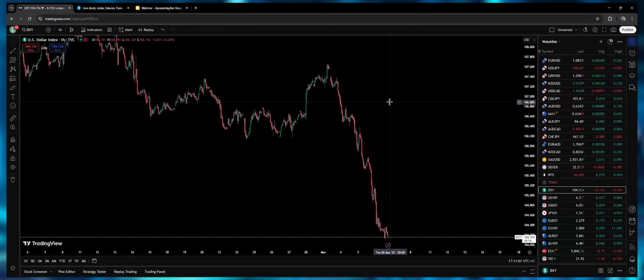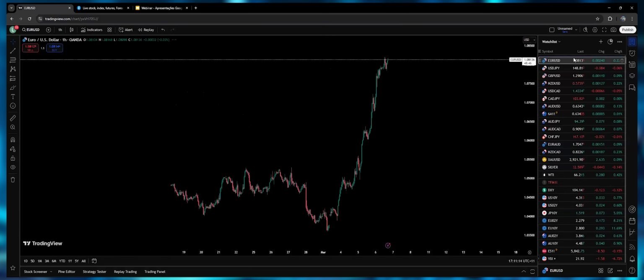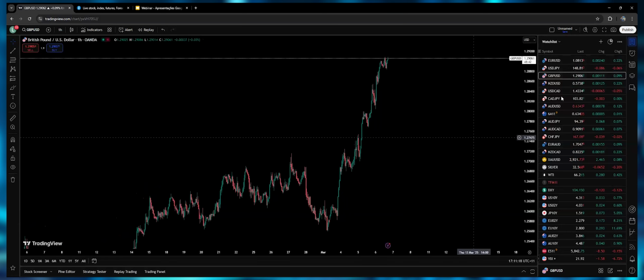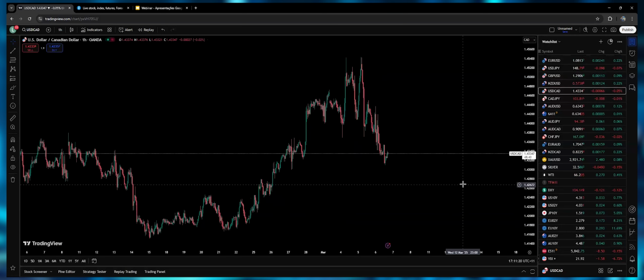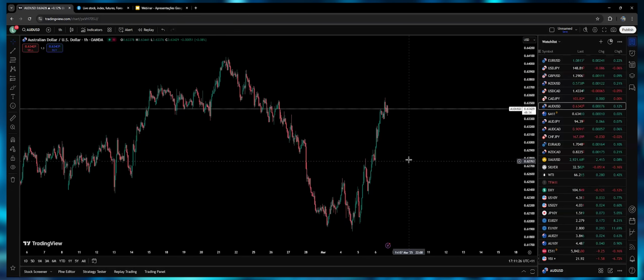So we saw this huge move down on the US dollar index. I don't know if you guys have been trading any pairs with the US dollar, but let's have a look at euro dollar, for instance, massively up. Pound dollar, massively up. USD CAD, massively down. That's a big move for USD CAD. Aussie dollar going up like never.